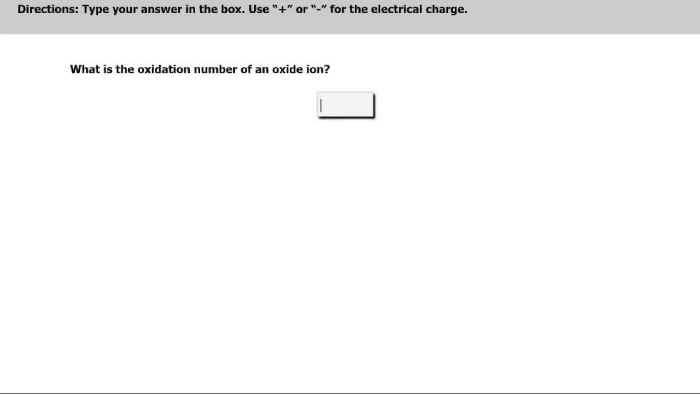What is the oxidation number of an oxide ion? This one is about terminology as well. Oxidation number you can think of as the fancy word for an electric charge on a species, or in particular on an ion.